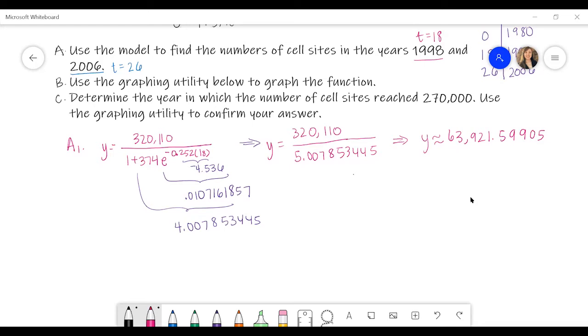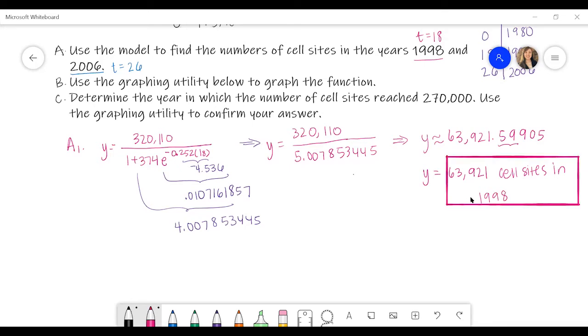So remembering again, this is representing cell sites, so it should be a whole amount. So you can say Y, I'm going to round it down because this isn't quite a whole number to round it up to. As long as I can follow what you're doing, if the directions are unclear, as long as I can see your process, you're good. But if the directions say to round a certain way, make sure you do that. So 63,921. So this would be cell sites in 1998.